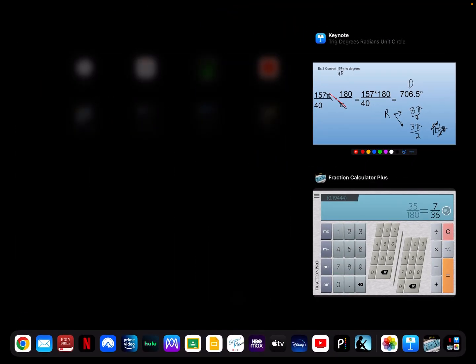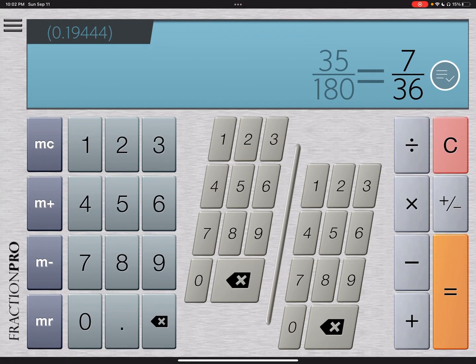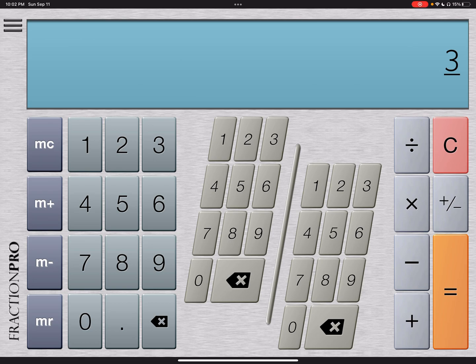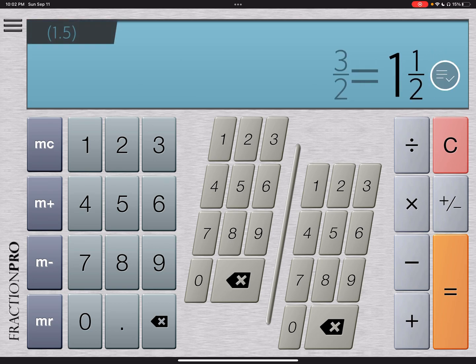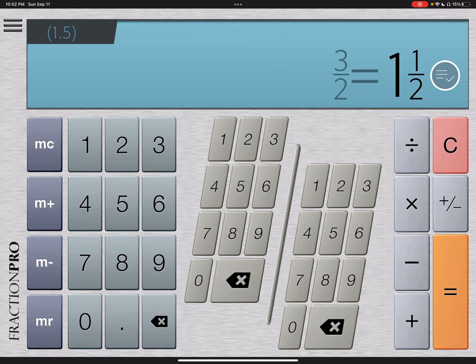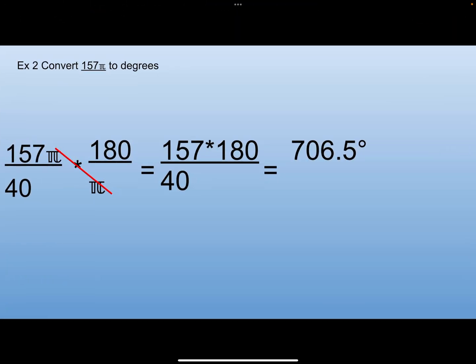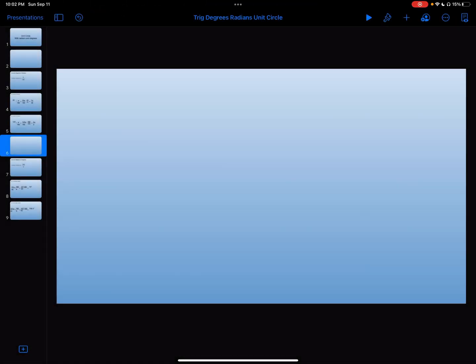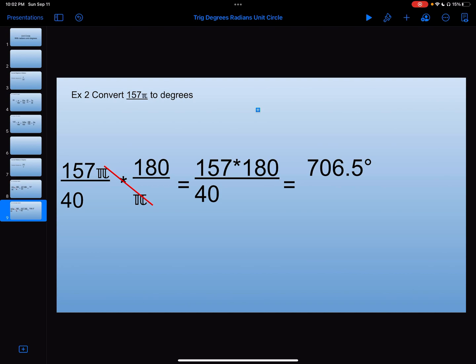So if you use this app, I want 3 over 2. Every now and then I say 1.5, but you'll see the 3 over 2 there. You can kind of come back and look at it. So it may mess you up every now and then to see that part, but go back to what you used to do. 2 times 1 is 2, plus 1 is 3, 3 over 2. So give that a try, and see how that would be when it comes to radians and degrees to radians.